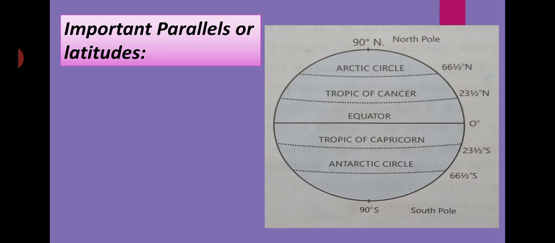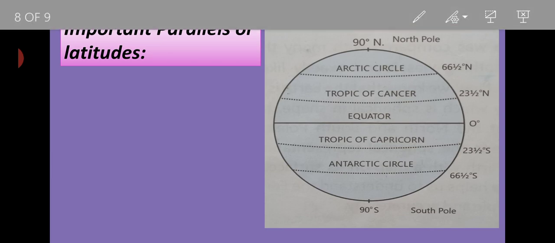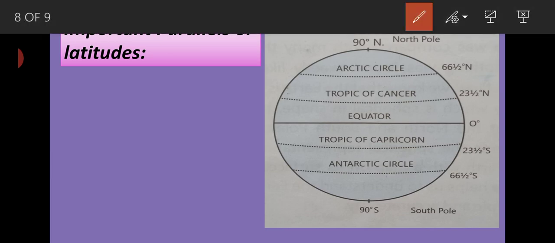To the north you can see the 90 degree North Pole, and to the south is the 90 degree South Pole. The globe is divided into two equal halves by the 0 degree equator.